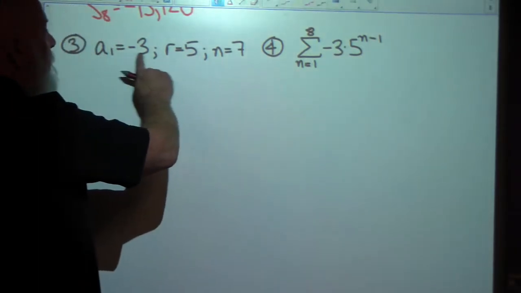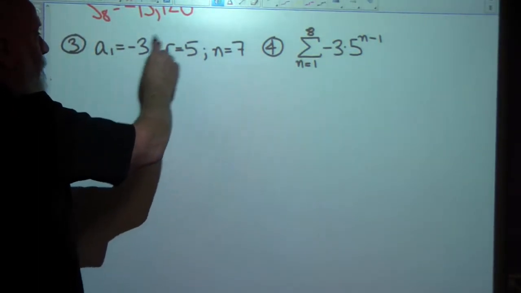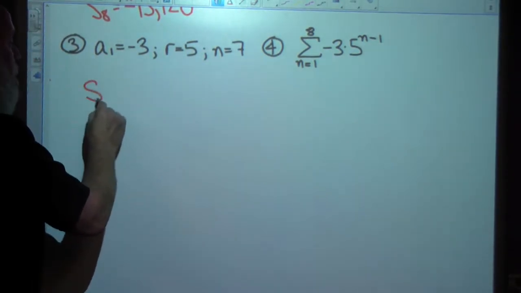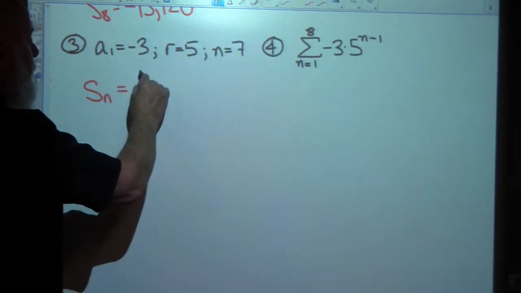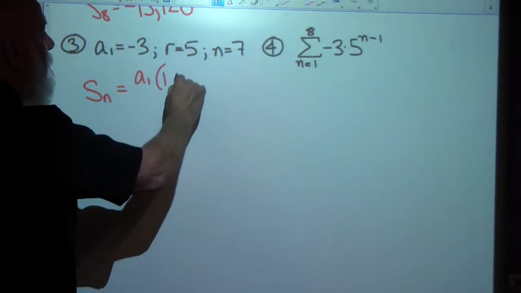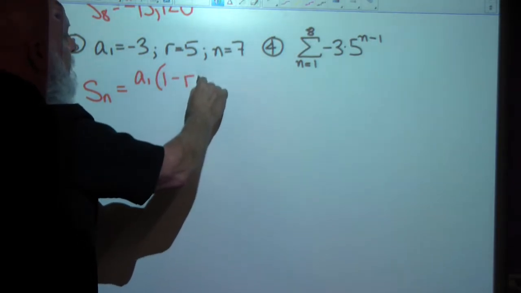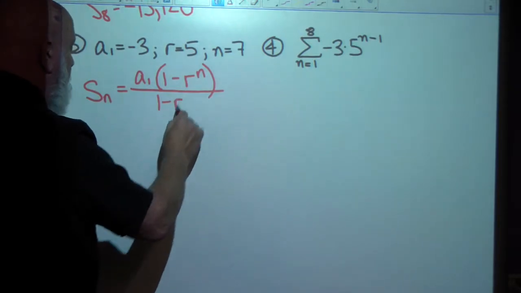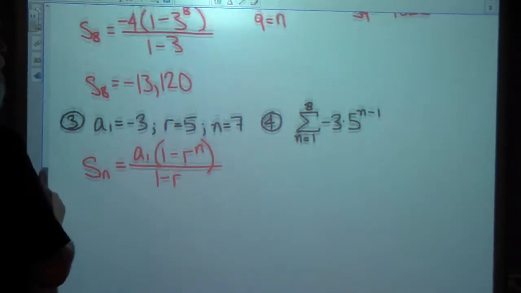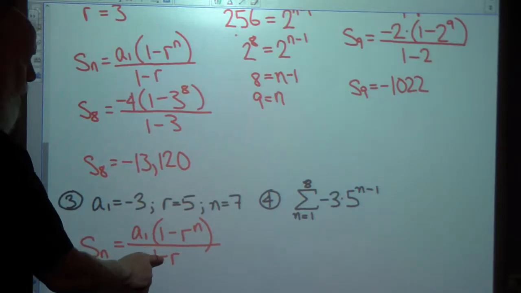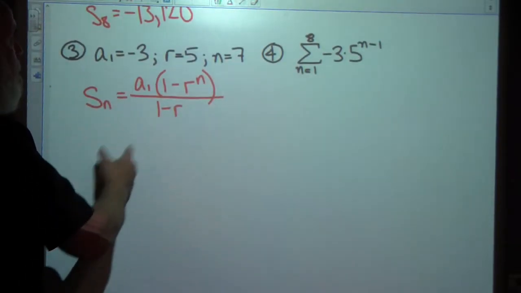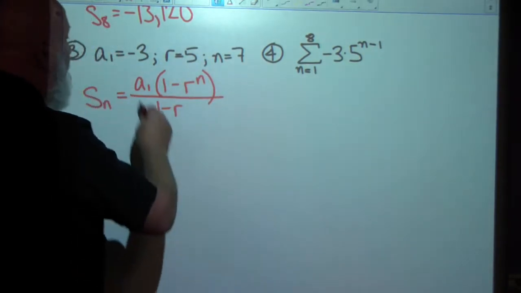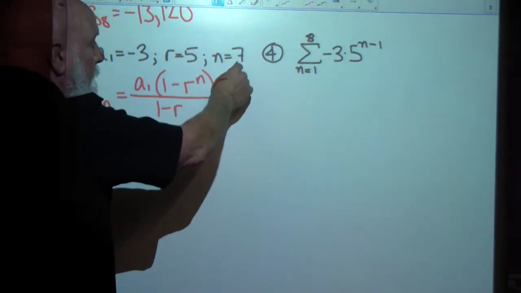Here, this one's described to us. It gives me the first term, the number of terms, and the common ratio. So I don't have to look for anything. I'm just going to say, well, the sum of n terms is A sub 1 times the quantity 1 minus r to the n over 1 minus r. Make sure I copied that correctly because now I'm doubting myself. There we go. Yay! And all I need to do now is just plug in the numbers into the correct places. They gave us everything we know, first term, common ratio, and number of terms.